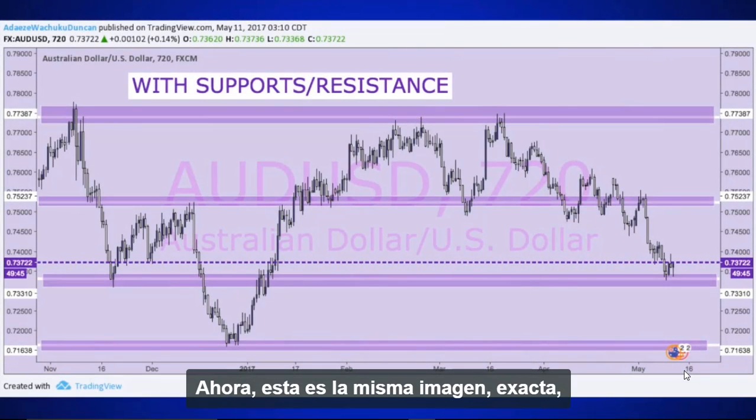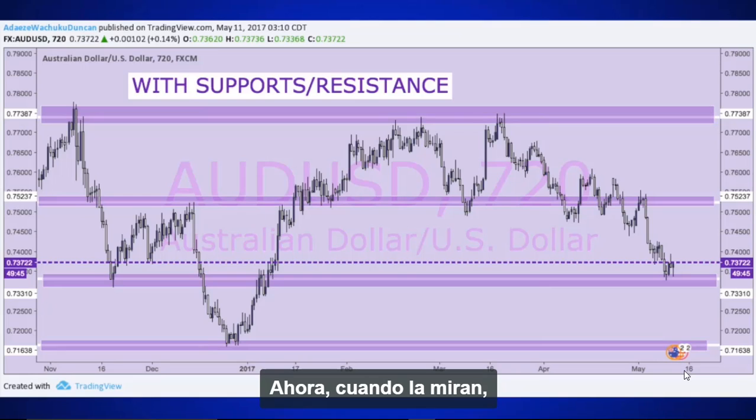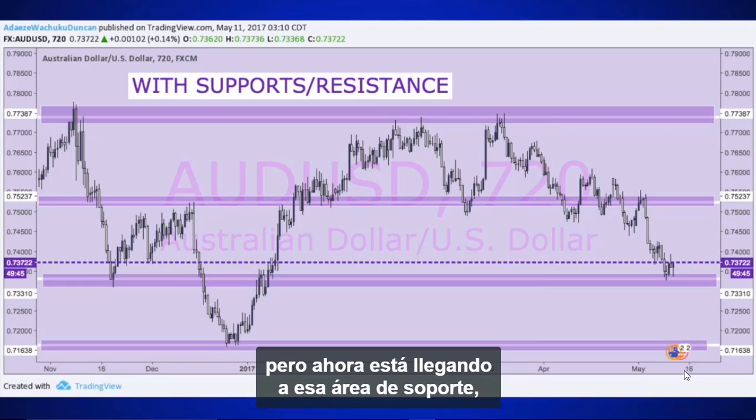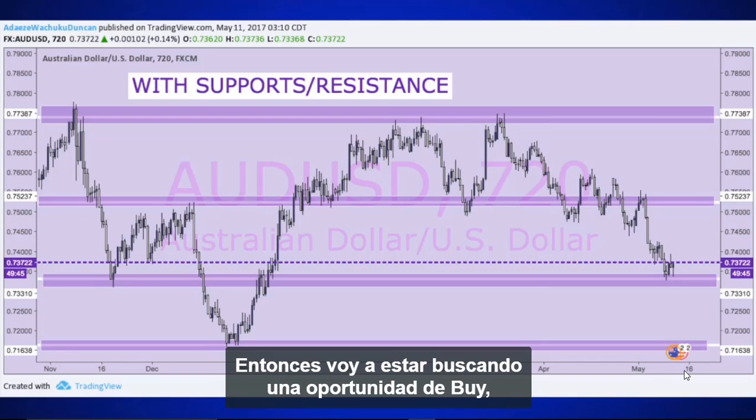Now here's that exact same picture, but with the support and resistance areas drawn. Now when you look at it, maybe you're noticing that, okay, price was going down, but now it's reaching that area of support. And I'm thinking, if price gets to this area, I think it's going to turn around. So I'm going to be looking for a buy.